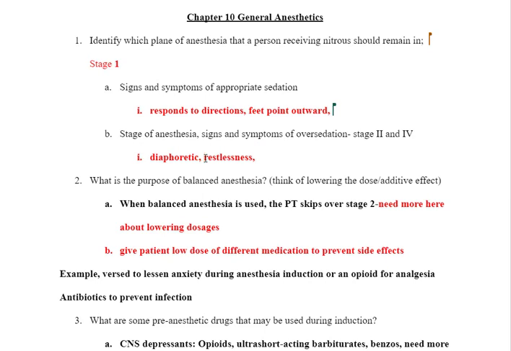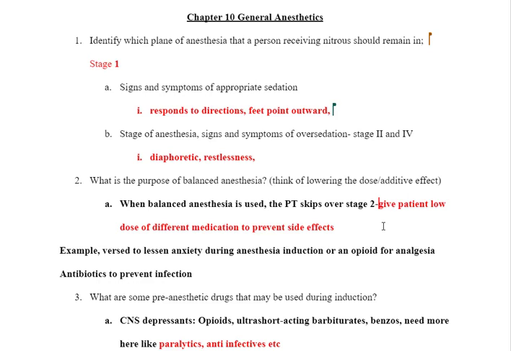All right. Purpose of balanced anesthesia. This is perfect right here: giving a patient lower doses to prevent side effects. That's exactly what I'm looking for. And when balanced anesthesia is used, like for an operation where you're getting really put under, you skip over stage 2, which is what we want. The person will get right into stage 3.